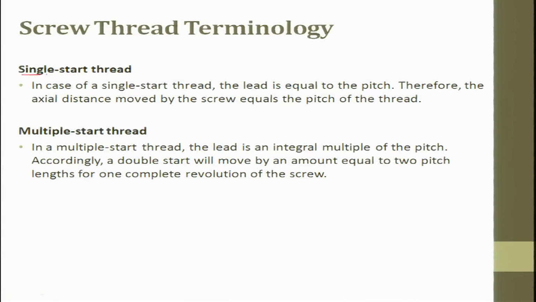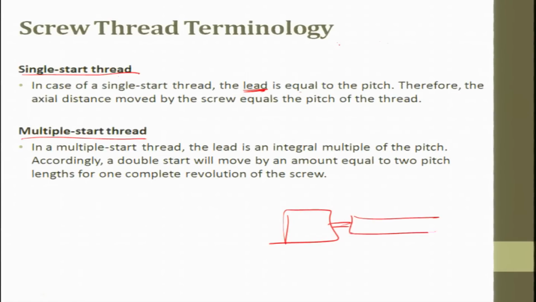So, there can be single start thread and multiple start threads. In case of a single start thread, the lead is equal to pitch. What is the lead? I rotate the screw or I rotate the nut, and the advancement it has is the lead, which is equal to the pitch. What is pitch? The distance between two consecutive peaks or two consecutive valleys in a screw is called a pitch. So, if it is a single start thread, then the lead will be equal to pitch. That means if I rotate it by one pitch, the lead will be equal.